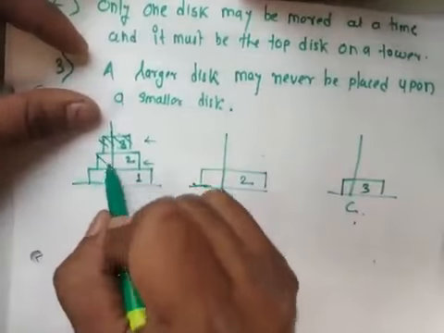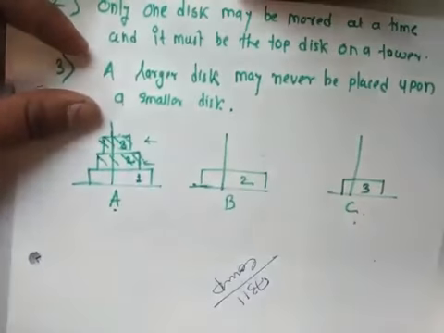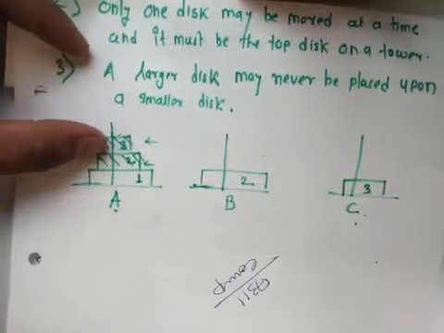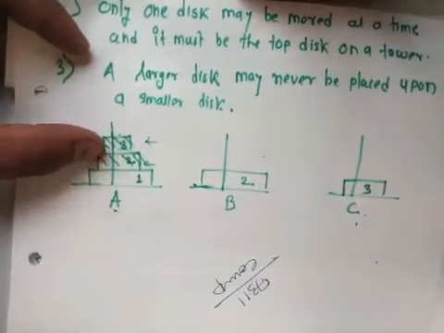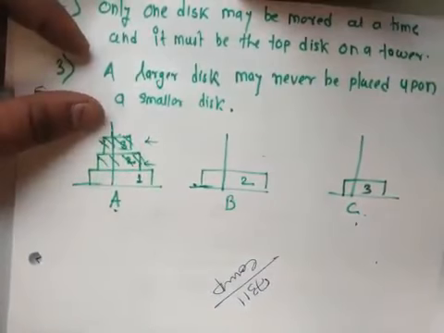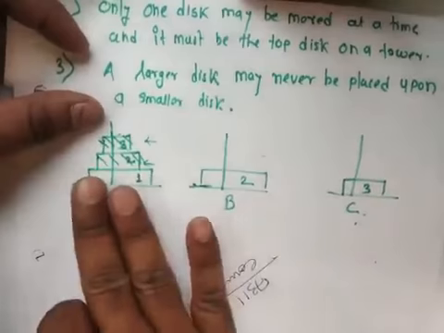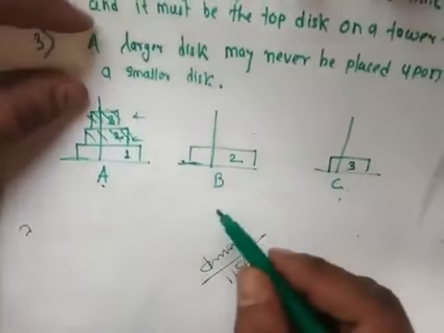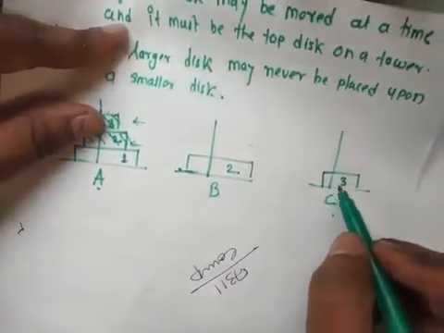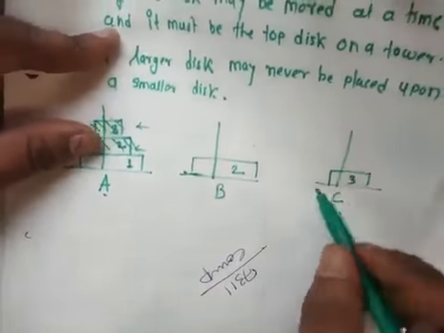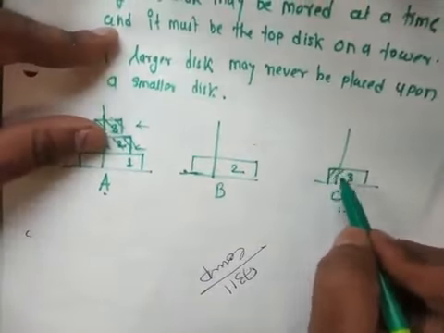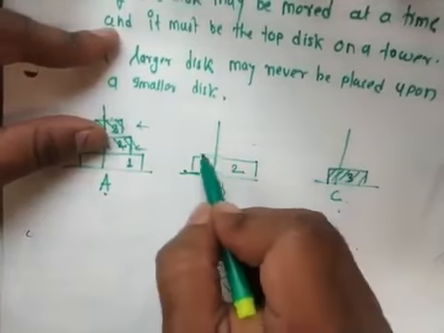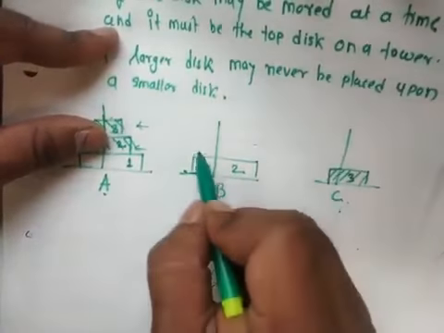So again from here I remove this disk. Now at A we have only one disk, that is disk number 1. But what do I want to do? I want to move all these disks to C. Now at the next iteration, what am I going to do? I am going to move disk number 3 from C to B.